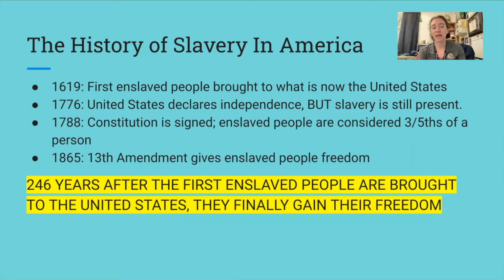In 1788, the Constitution is signed, and enslaved people are considered now 3/5 of a person. Now, when we talk about what people are considered, right?